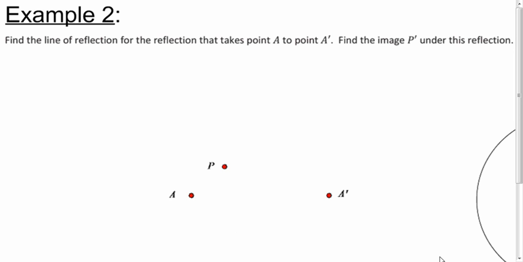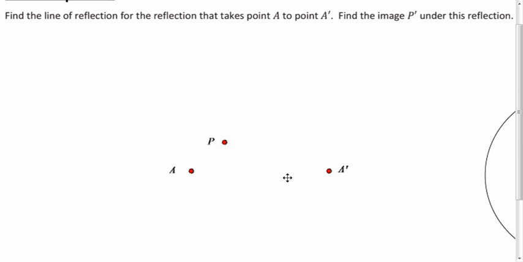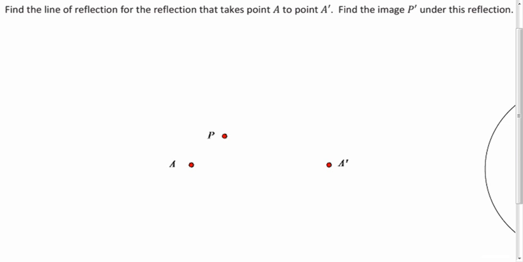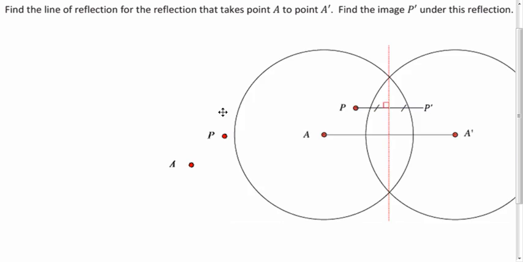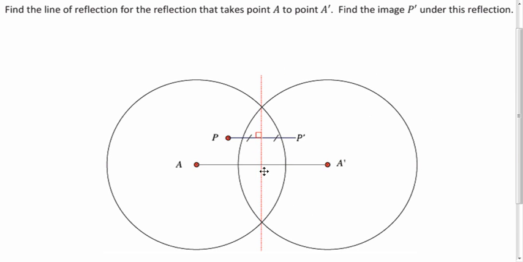Okay, let's review lines of reflection. So how do we find the line of reflection here? And then how do we figure out where P maps to? So try that. So to find the line of reflection, you pick the two corresponding points, A and A prime, and you draw the perpendicular bisector of that segment. And that's this line here.